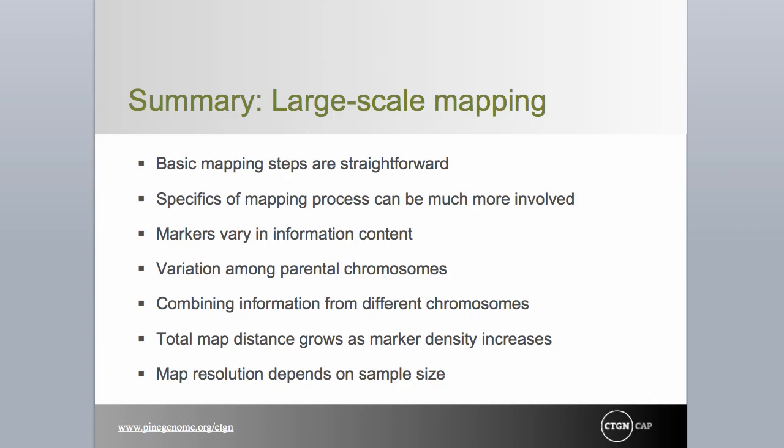Joining maps from each parent or from different crosses is feasible and may lead to a more complete and useful map. Map distance tends to increase with increased marker density, and more markers allow for improved map functions for several applications, but not all. The resolution of your map is ultimately dependent on the number of progeny sampled. The appropriate number of markers and progeny in your study depends on your objectives and budget.